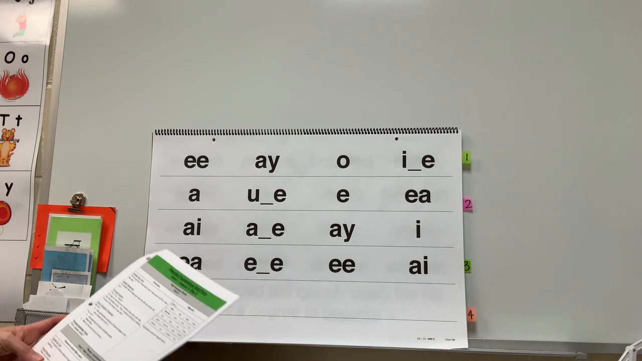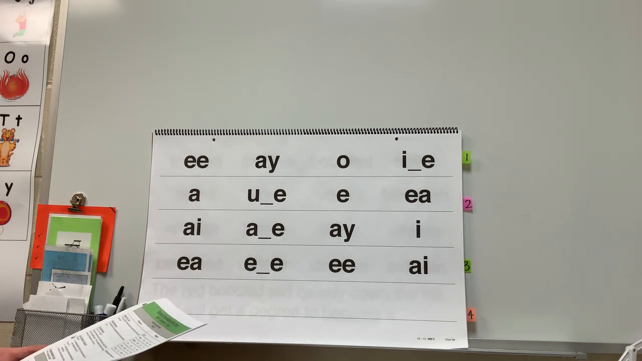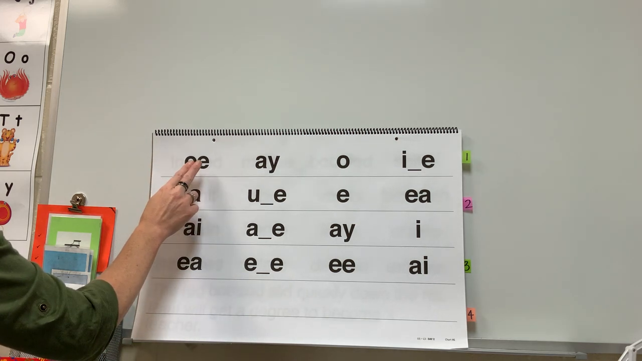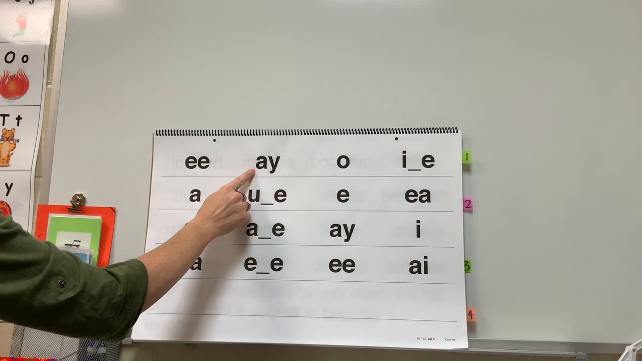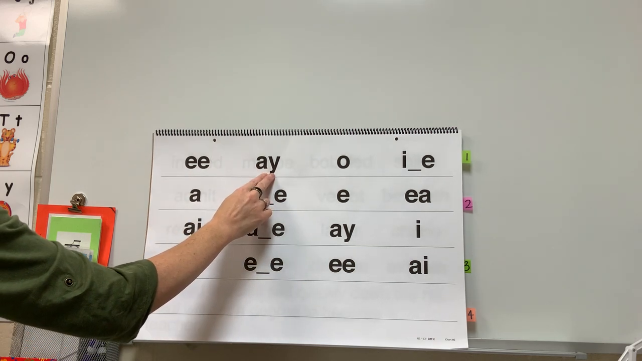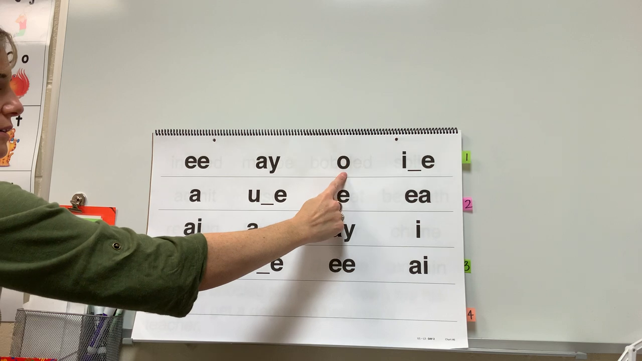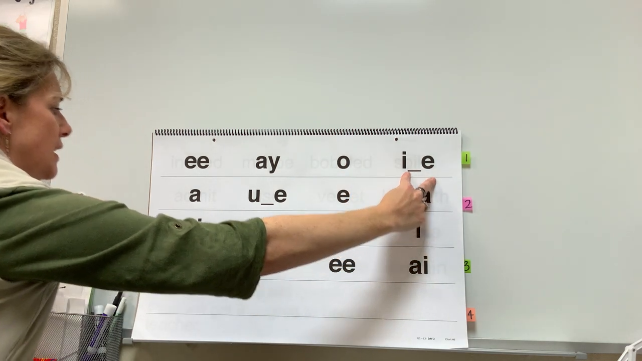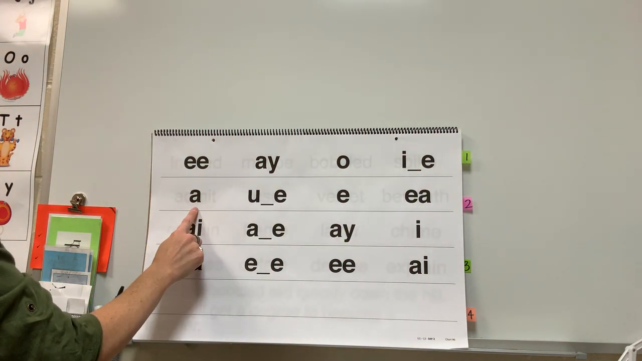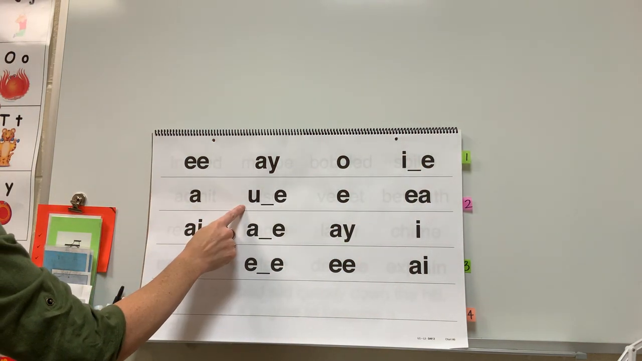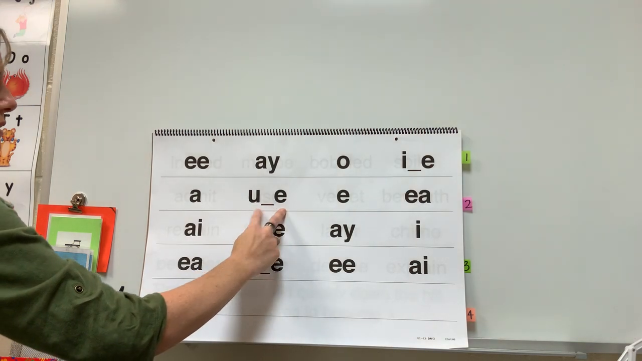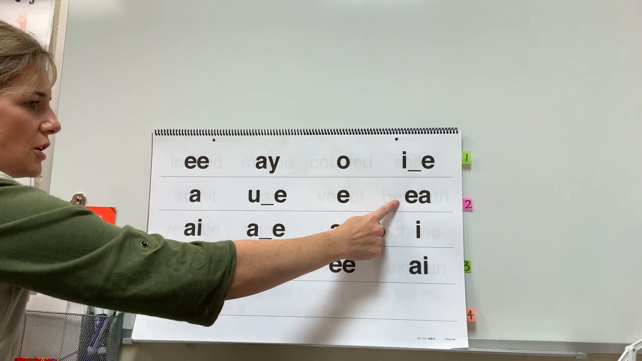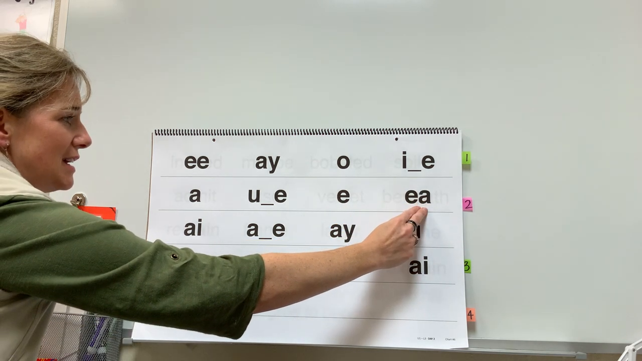Okay, when I touch next to a spelling, you figure out the sound in your head. And when I tap under the spelling, you'll say the sound. Sound? Yes, E. Sound? Yes, A. Sound? Yes, ah. Sound, yes, I. Sound, yes, ah. Sound, yes, you. Sound, yes, ah. Long sound, yes, e.